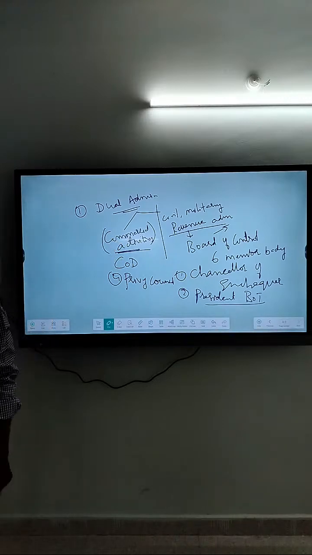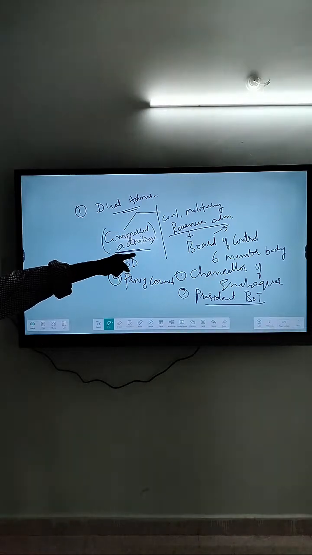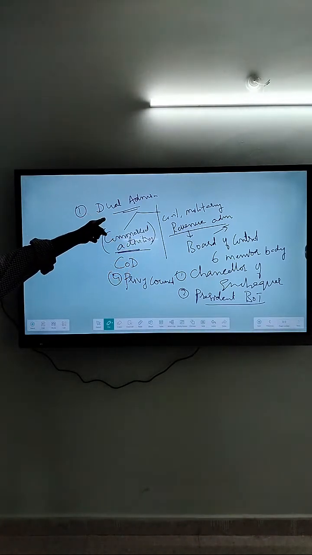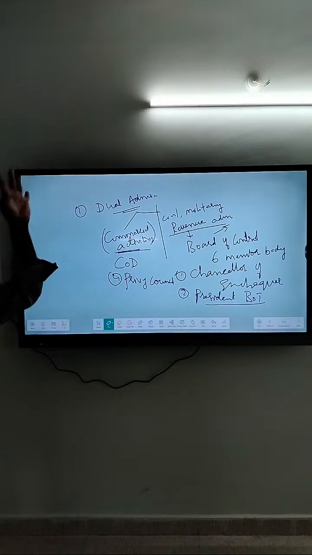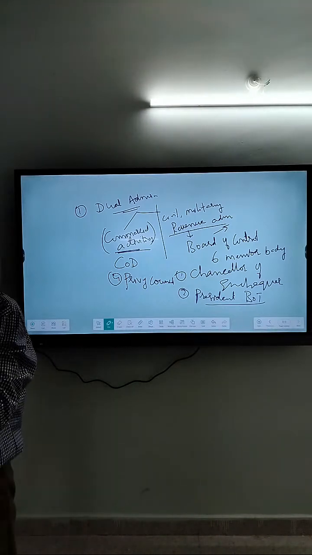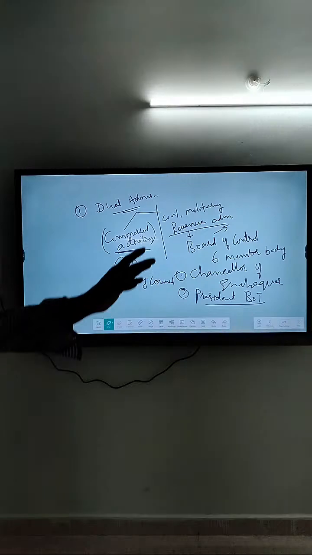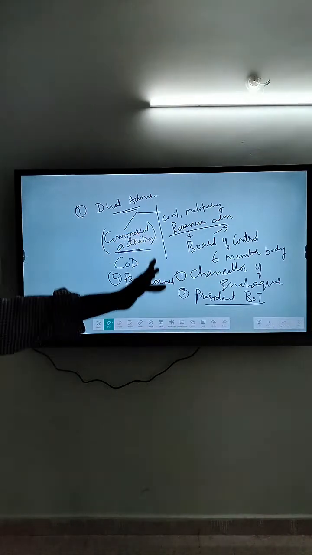But now we see direct interference, because the members of the board of control, they directly belong to whom? They directly belong to the British government. They are in fact members of the British government. So we see a direct interference, a direct involvement of the British government in the administration of the East India Company.